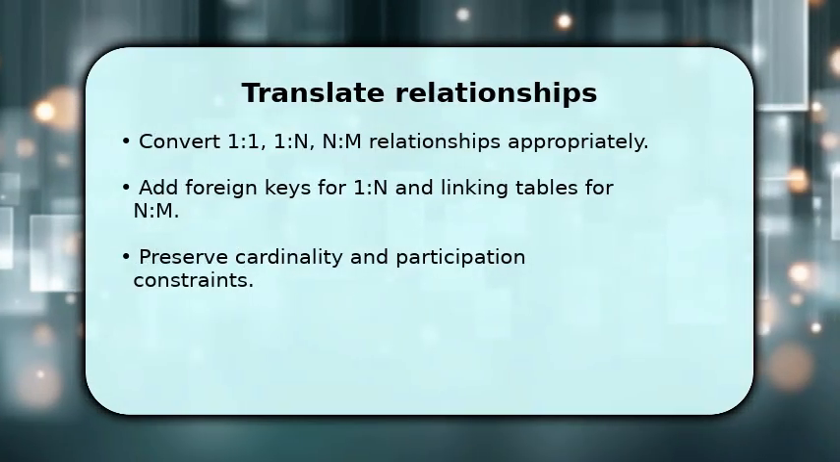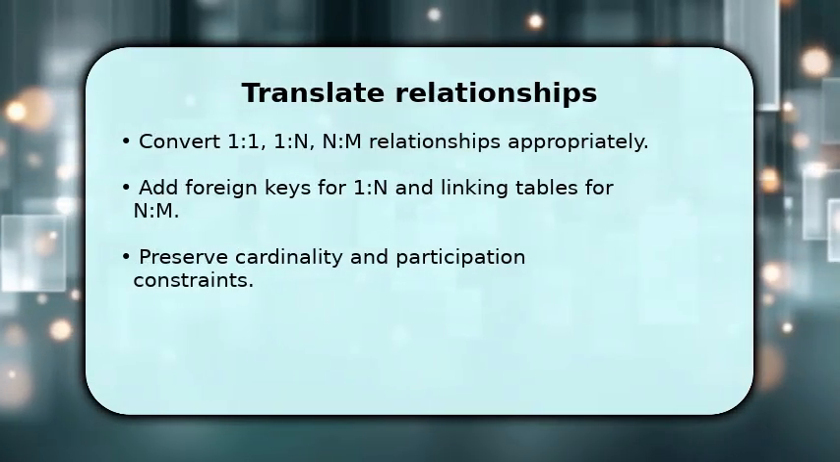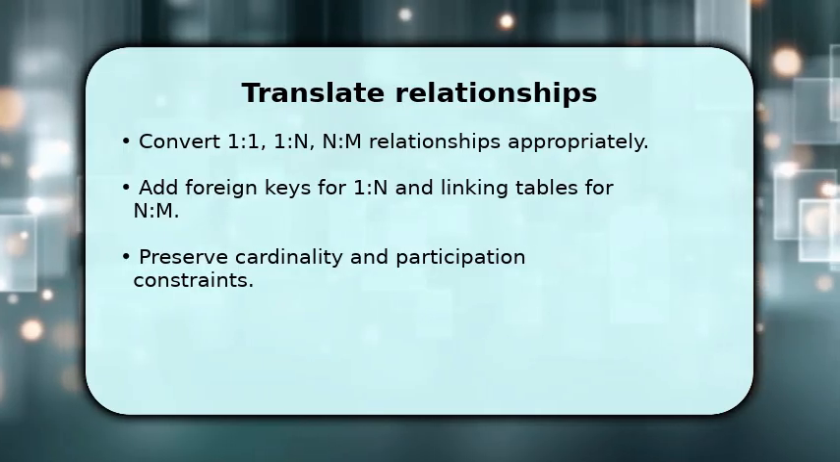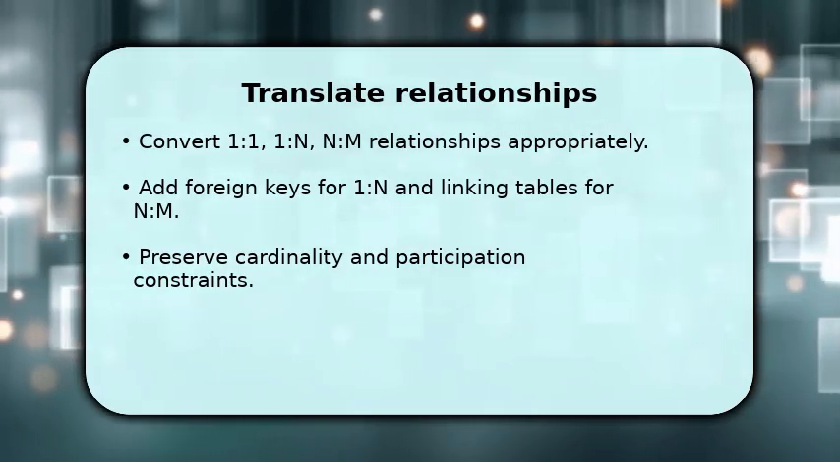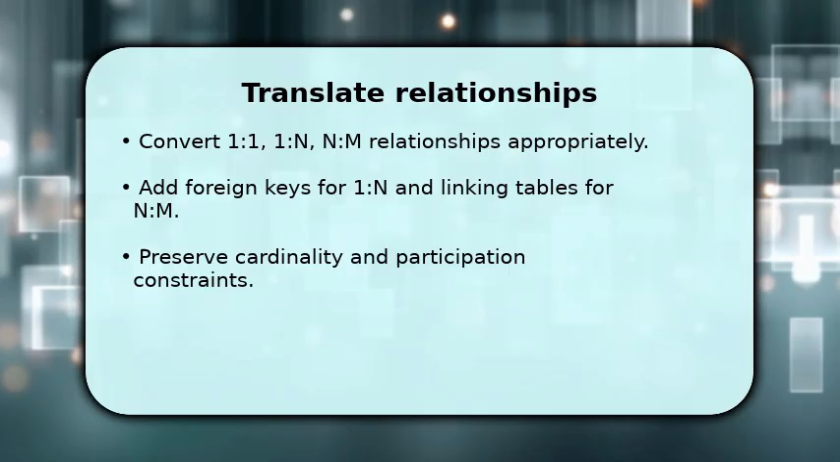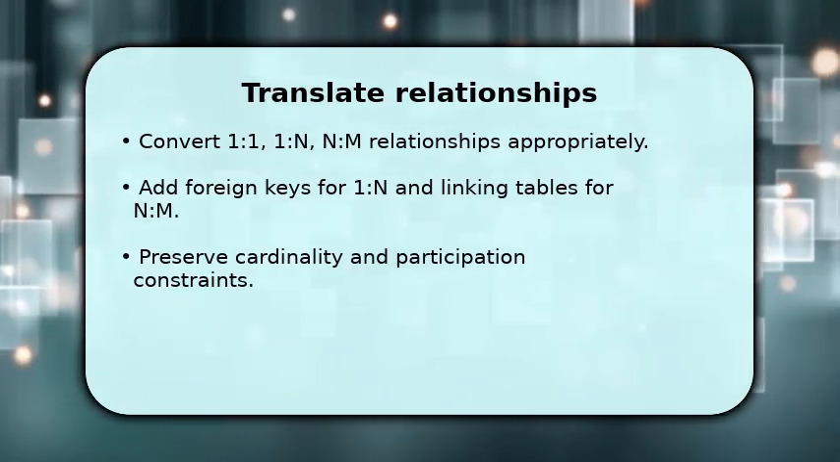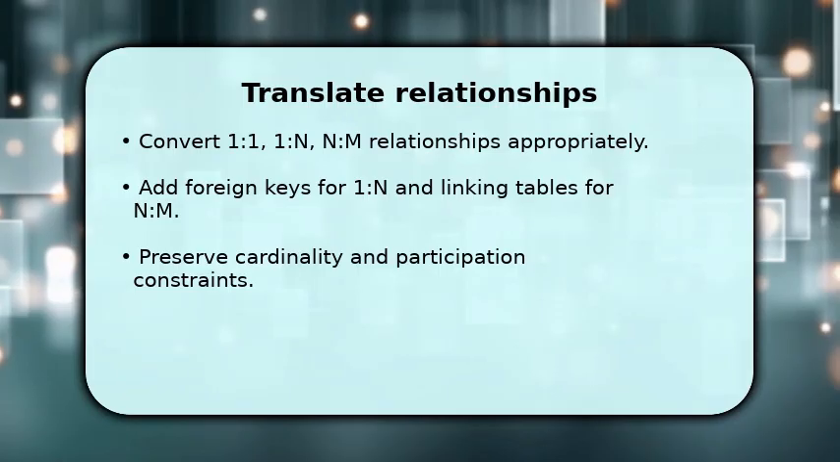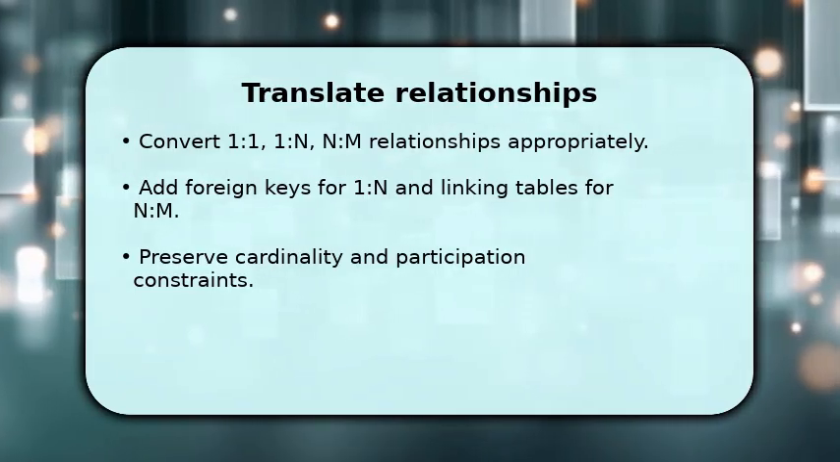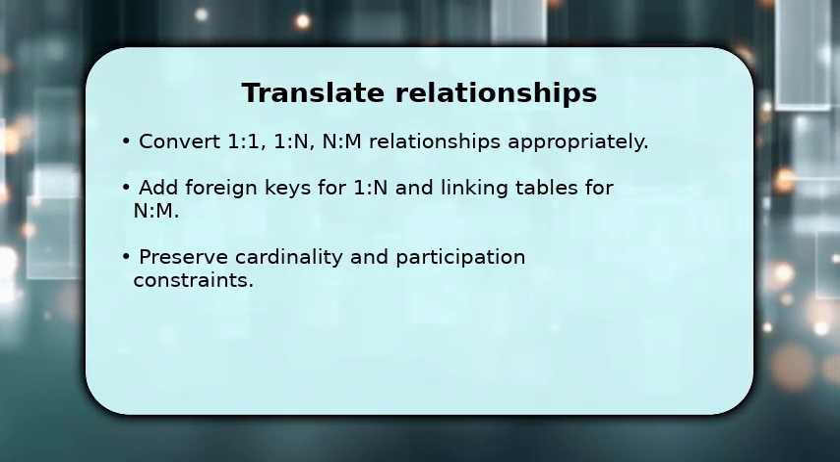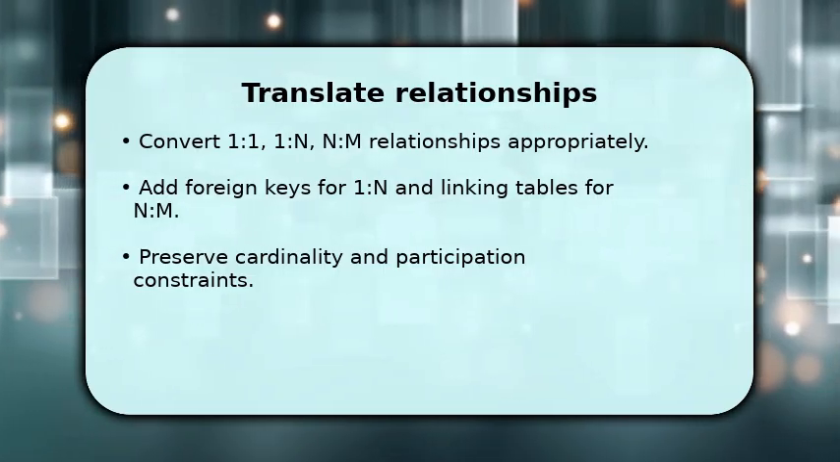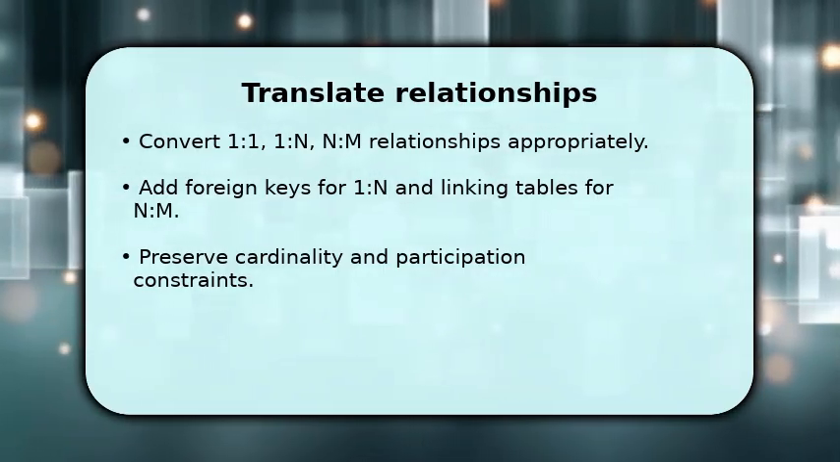Next, focus on relationships. For one-to-many, add the parent's primary key as a foreign key on the child table and enforce referential integrity. For many-to-many, create a junction table with both primary keys as a composite primary key and include relationship attributes there. For one-to-one, decide which side holds the foreign key based on participation or access patterns.